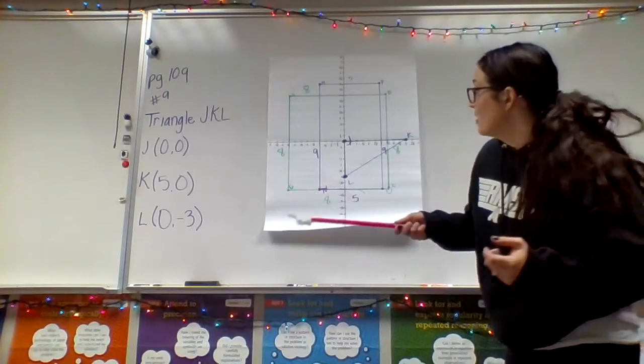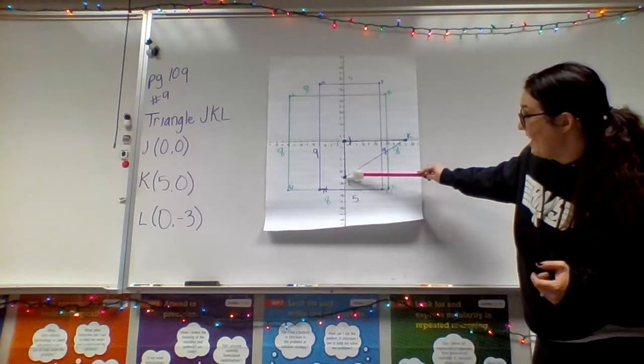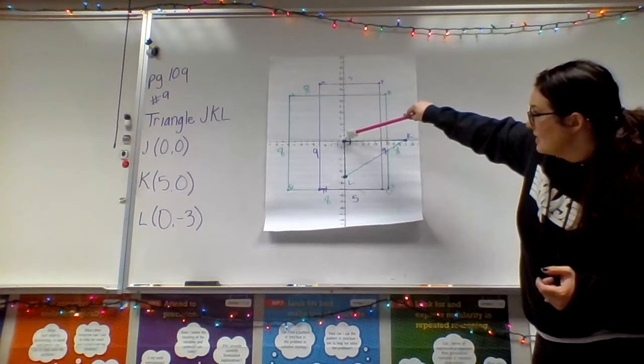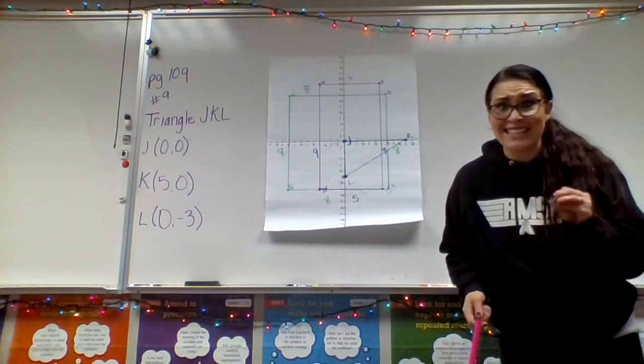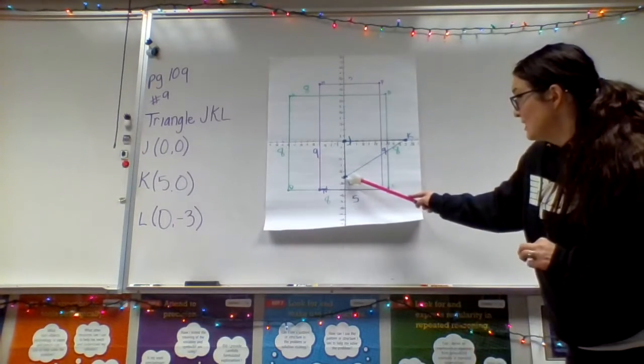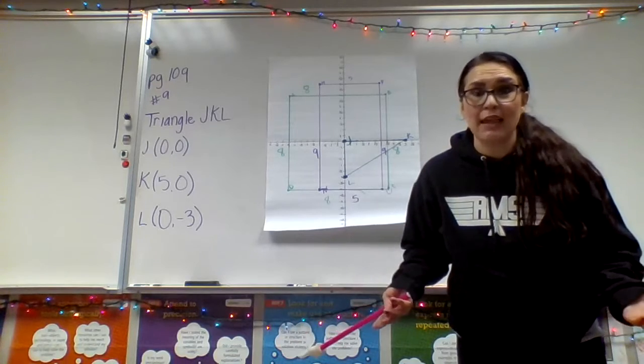But my friends, we can also find the distance. What's the distance between point L and point J? What's the distance between J and K? If those are not exactly the same, and they're not the same as the distance between L and K, then my friends, it's not an equilateral triangle.